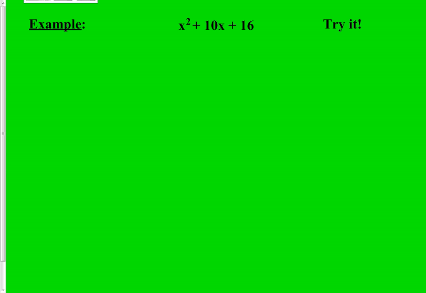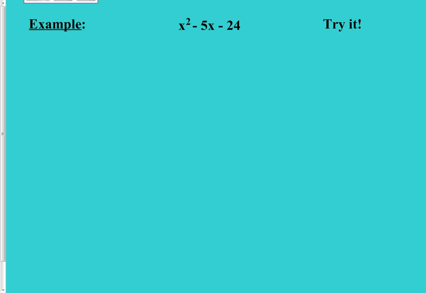So in conclusion, I have a couple of problems that I do want you to copy down and work out as part of your notes. Our first trinomial that we're looking at is x squared plus 10x plus 16. Copy it down and work it out in your notes. And then I have a second example for you to work, and it is x squared minus 5x minus 24. Copy it down and work it out in your notes.